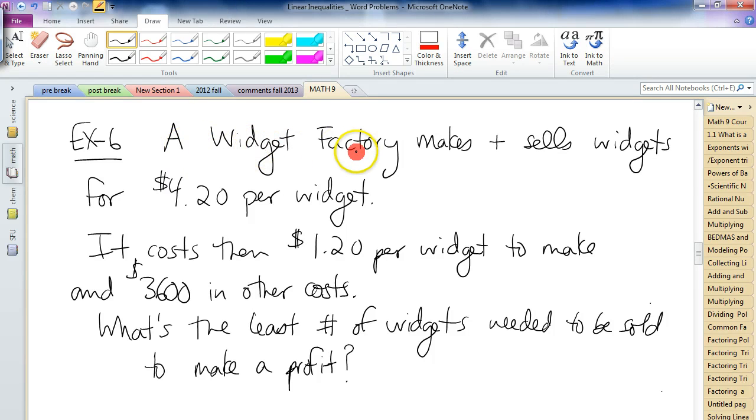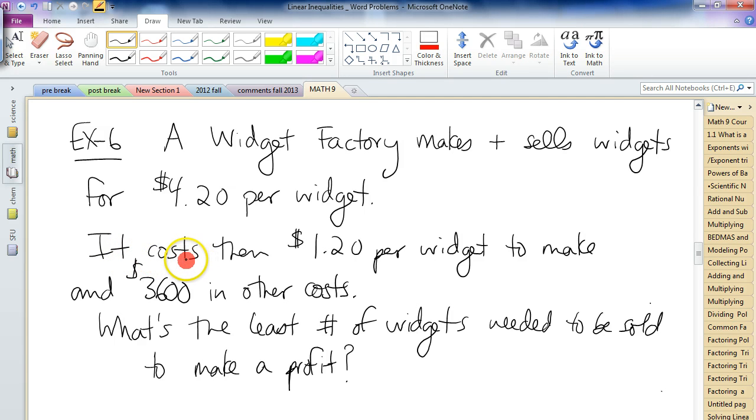A widget factory makes and sells widgets for $4.20 per widget. Now before you start making a little weird face saying, what's a widget? Use your imagination. Whatever you want it to be is a widget. So this widget factory makes and sells these things, and like most businesses, they want to make money. That's why they're selling these things. They make their money by selling these widgets at $4.20 per widget. The thing is, we don't know how many widgets they're going to sell.